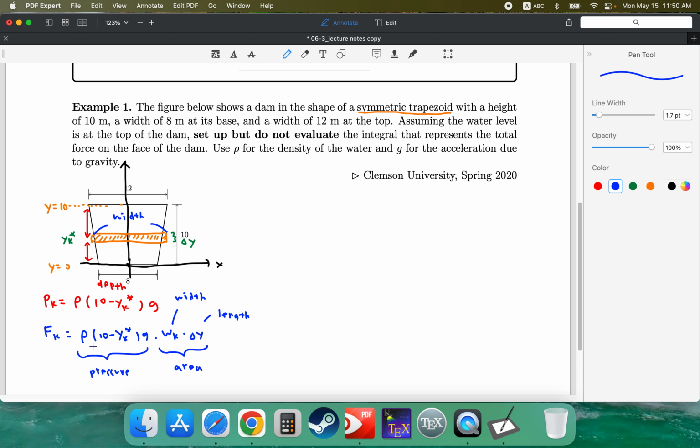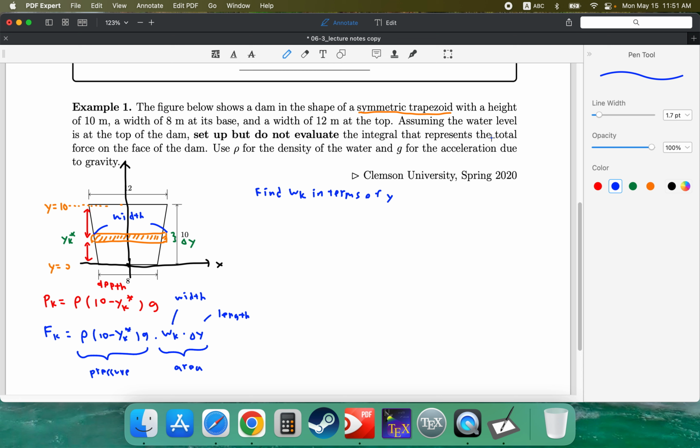Now you know we will need to add all these forces together and then take the limit as n goes to infinity. And rho is still a constant, g is constant. 10 minus yk star will become 10 minus y, delta y will become dy. So we need to take care of this wk. That means we need to find a width in terms of y. Because delta y will become dy, we want to integrate with respect to y. So we want to find wk in terms of y.